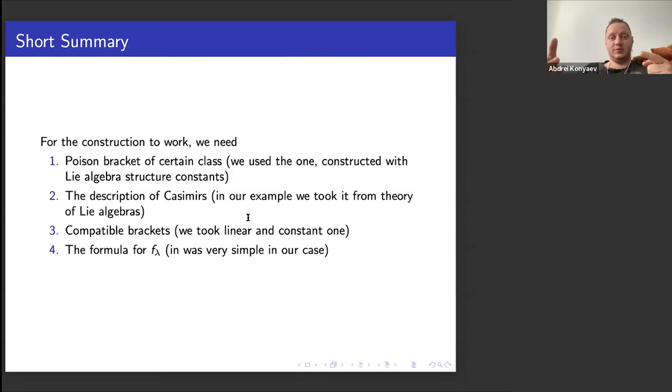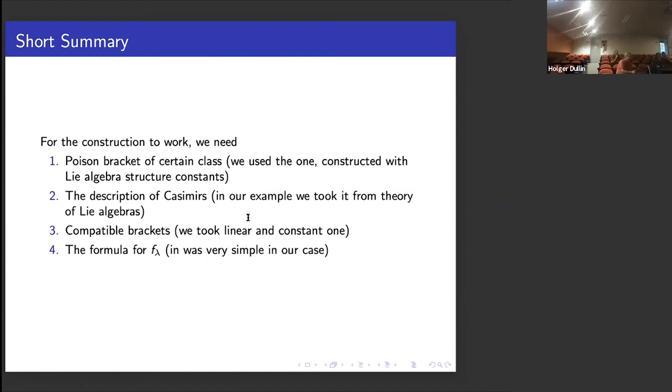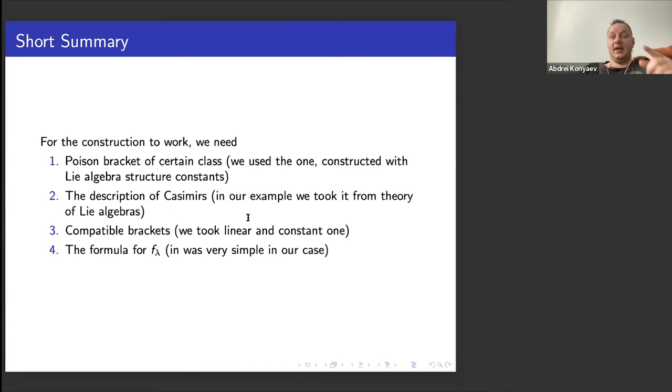Then you come up with compatible brackets, two of them actually, because you can freeze this argument in very many different ways. You actually have a lot of compatible brackets, right? But you need to pick two for this scheme to work. And then the last part, you need a formula for F lambda, for the dependence of the Casimirs of this perturbed, let's call it this way, bracket.